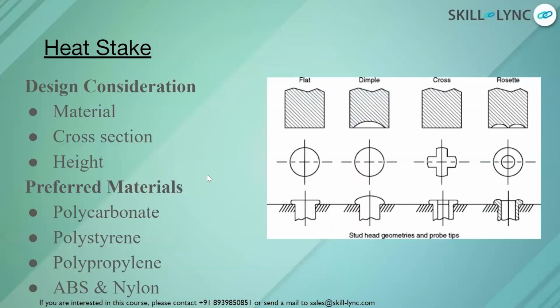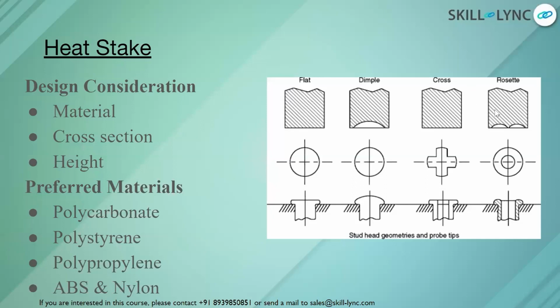Now with respect to heat staking, there are different types of heat staking tools available, and some of the cross sectional areas also change accordingly. Some of the plastic materials which we generally see for heat staking are polycarbonate, polystyrene, polypropylene, ABS, and nylon. These are some of the plastic materials used for developing automotive plastic components. And then the heat staking tool which performs the heat staking operation can be of different shapes. It can be a flat shape, it can be of a dimple shape, or it forms a dimple after the heat staking operation is performed.